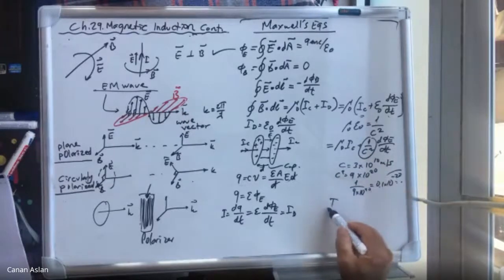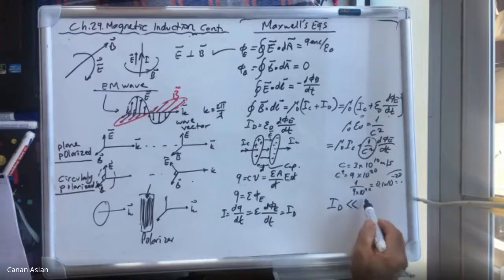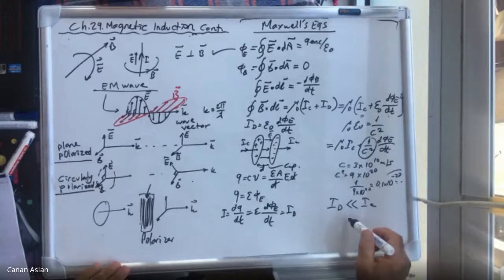So basically displacement currents are extremely small compared to the conduction currents. But the only place where this displacement current has an important value is when you have really very fast, high power lasers, you know, high power lasers.